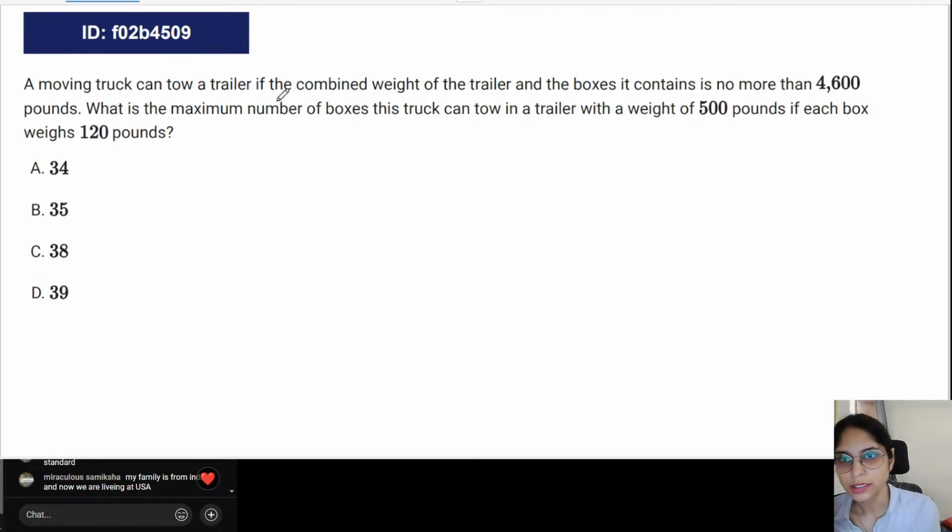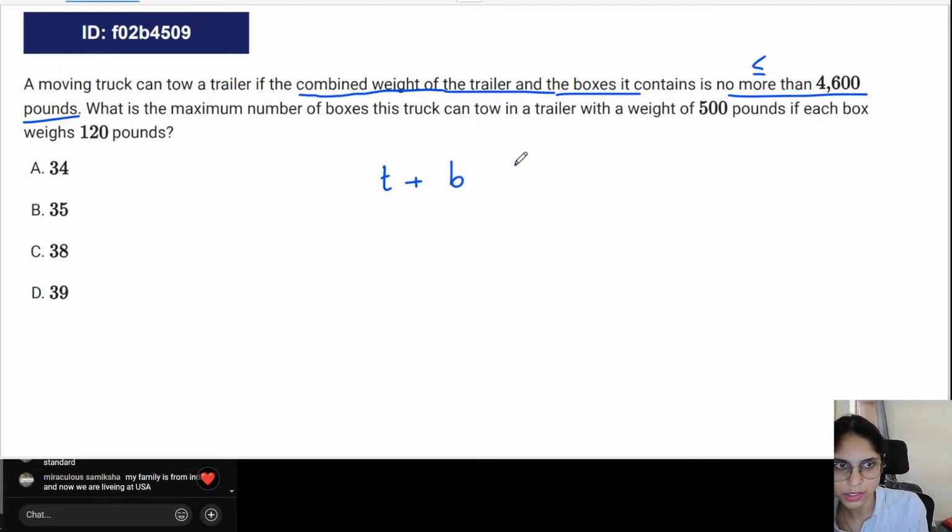So now a moving truck can tow a trailer if the combined weight of the trailer and the boxes it contains is no more than 4,600 pounds. So no more than means less than or equal to. So trailer plus boxes. Combined weight means what? So I'm writing T for trailer, B for boxes, should be less than or equal to 4,600.